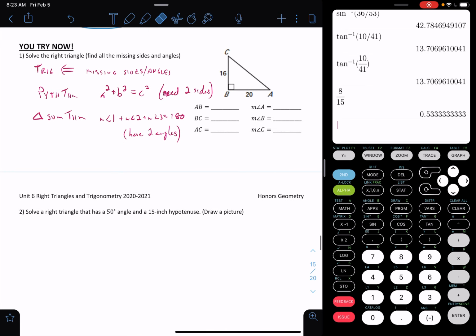So you've got two you try now problems where I'm asking you to solve the whole right triangle. If you have any questions, please let me know. Other than that, get these problems done before I see you in class.